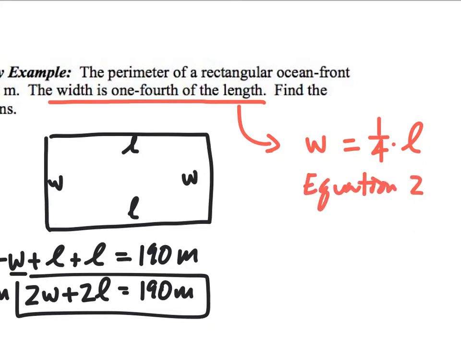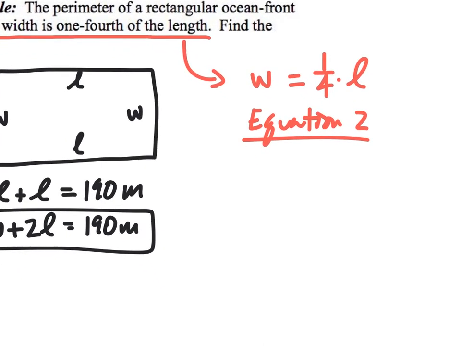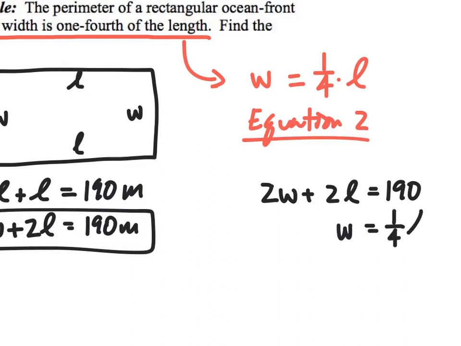Now, what I have with this equation 1 and equation 2 is we have our system. So I'm going to write this out, and I'm going to do 2W plus 2L is equal to 190. And I also have that W is equal to 1/4 the length. Now what I'm going to do, because I've already solved for W, this one's nice and easy to do with substitution, but I'm going to plug this value in for W here.